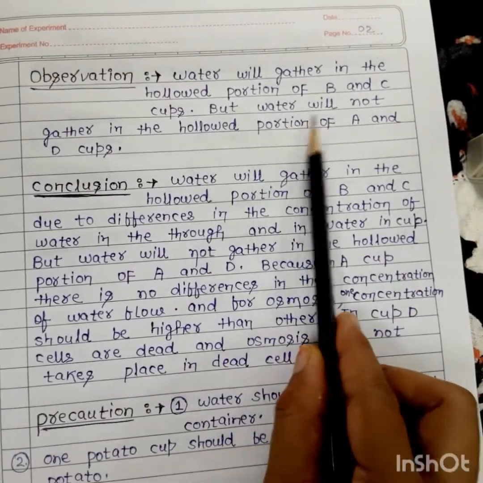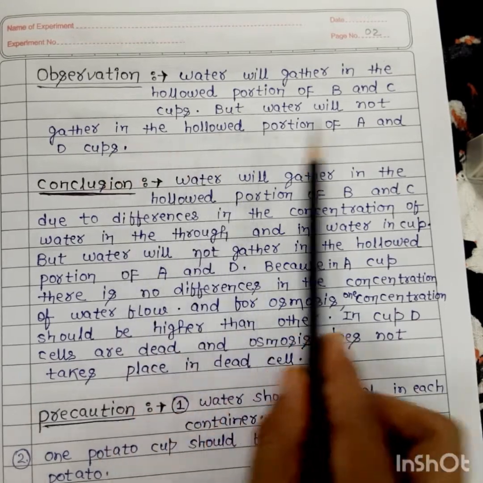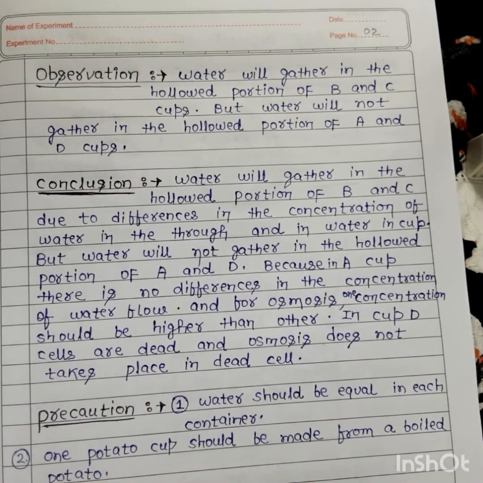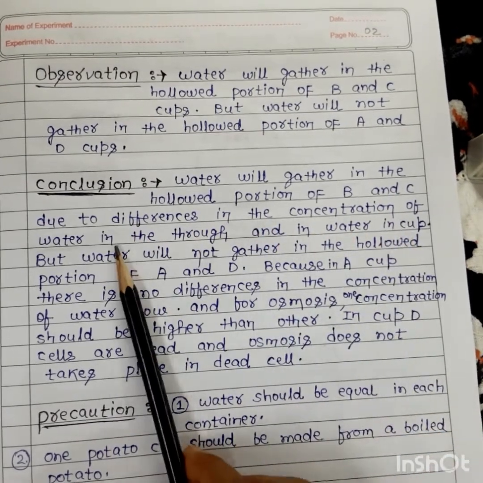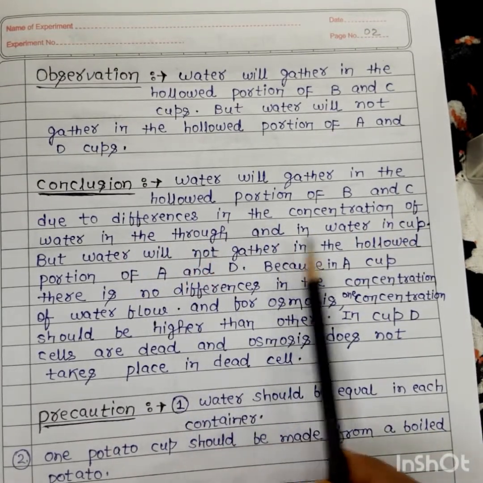So this is the observation. Water will gather in the hollow portion of B and C cups, but water will not gather in the hollow portion of A and D cups. This is our observation. Then we have to conclude. Water will gather in the hollow portion of B and C due to the difference in the concentration of water in the trough and the water in the cup.